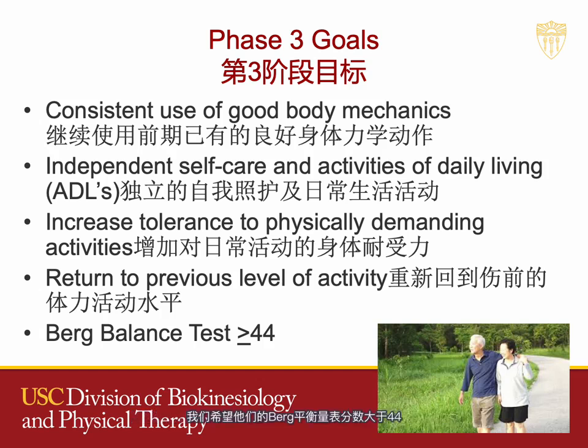And their balance scores. So we want their Berg balance score to be greater than a 44. So remember, Berg balance is out of 56. A 44 is, they're relatively safe, especially with an assistive device, but there's still definitely a fall risk, even at 44 out of 56. So you're hopefully going to be spending a good amount of time on balance activities so that they don't fall again and cause another fracture. And so this is kind of our goal by the end of phase 3.